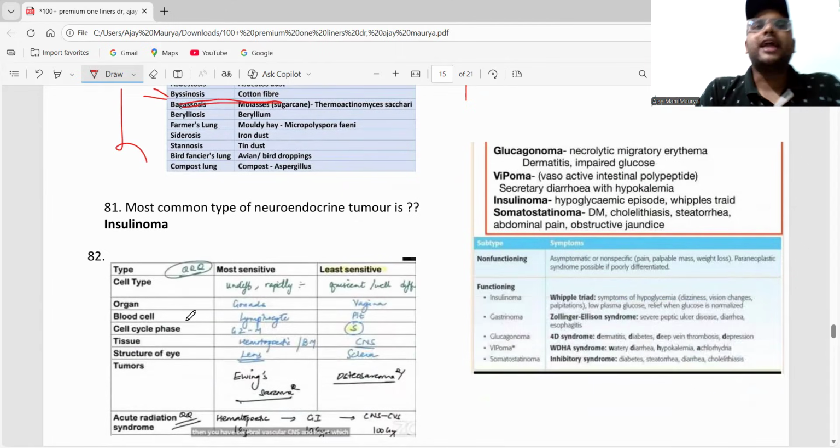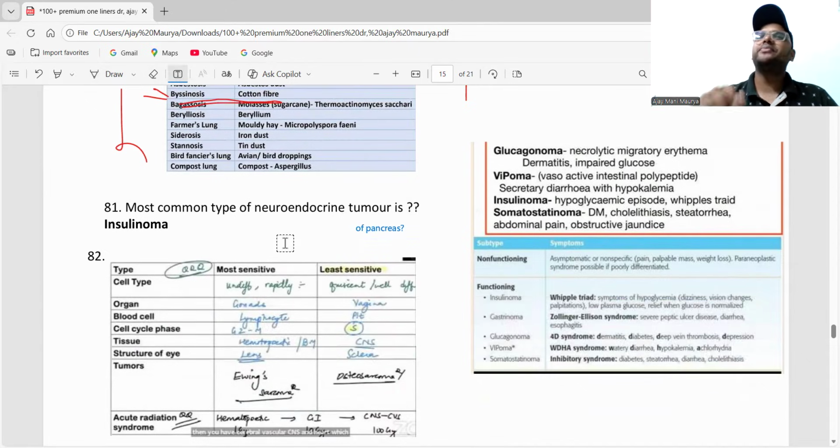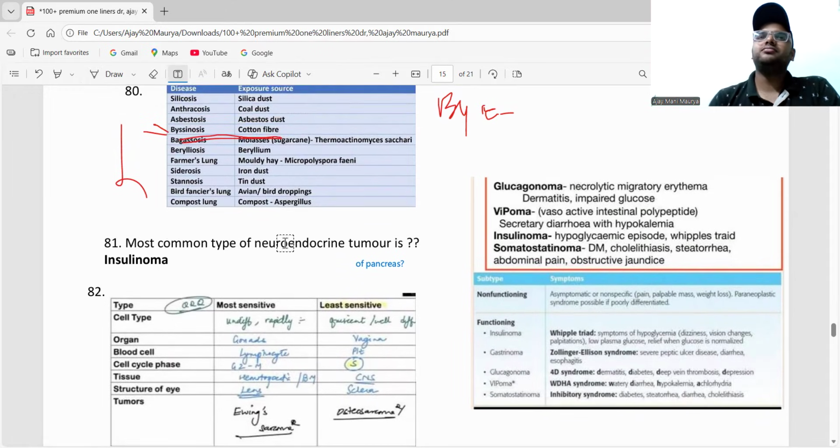Next one. What is the most common type of neuroendocrine tumor of the pancreas? Insulinoma. What is this tumor? There is more production, abnormal cell differentiation.